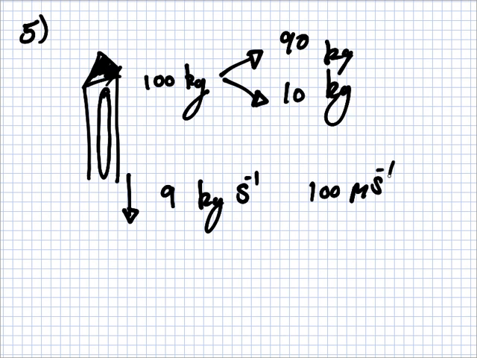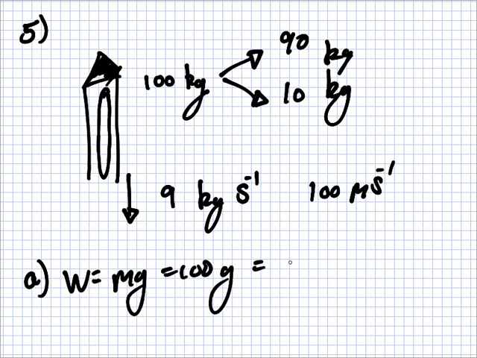What is the weight of the rocket before it takes off? This means before you turn the engine on. So the weight equals mg, which equals 100g, which equals 981 newtons. Okay, is that part okay? Yeah?